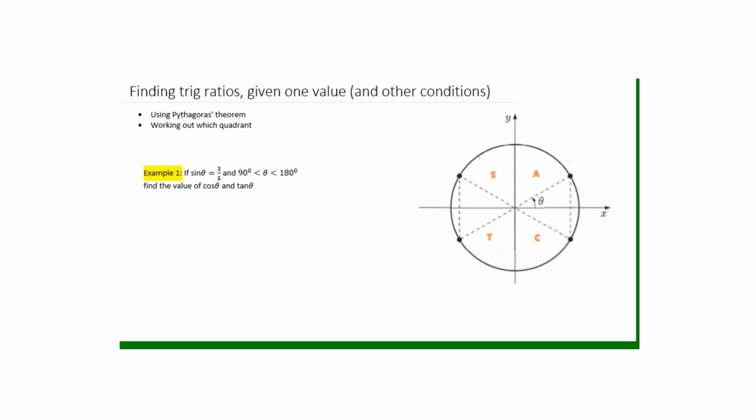This video will give you some examples of how to find some trig ratios given one value and maybe some other conditions. The main key point to remember is we might have to use Pythagoras theorem to work out the third side of the right angle triangle, and then we need to work out which quadrants satisfy all the conditions so that we can find out if the ratio that we want to find is positive or negative.